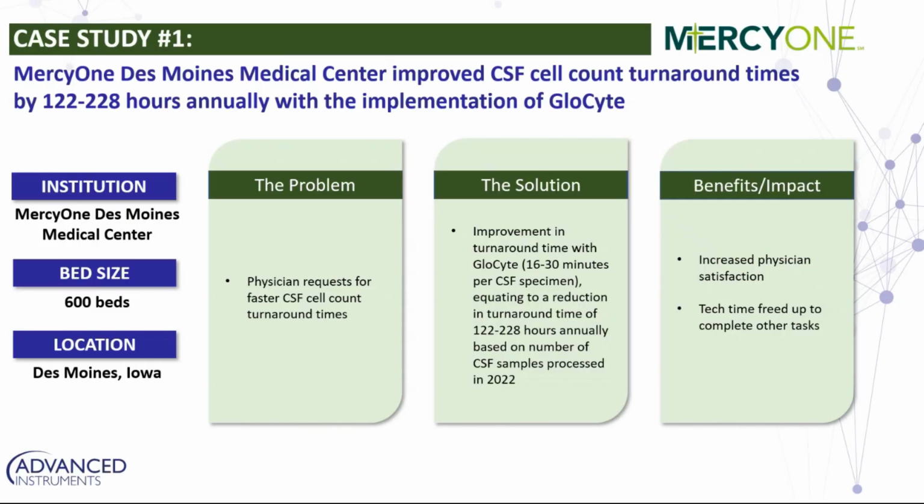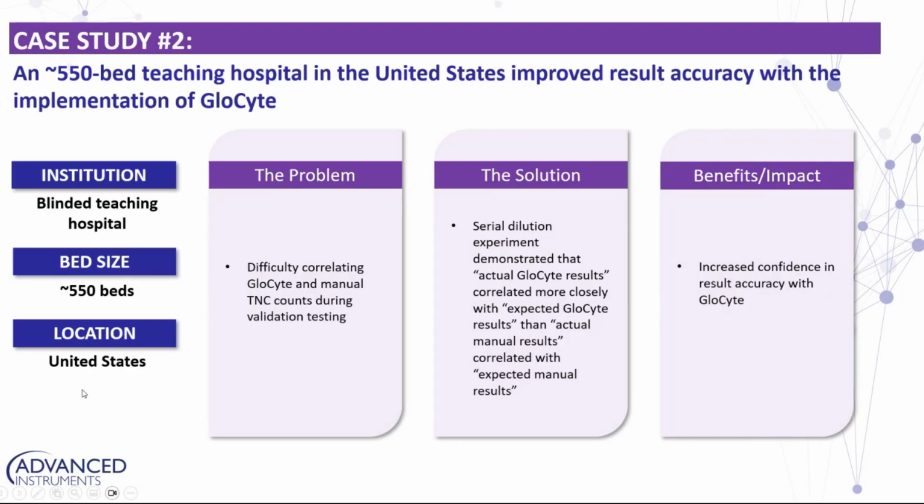That 122 hours to 228 hours, that's time that you could be doing other things, focusing on other labs, having a better quality of work ultimately. So that's super big when it comes to time savings. I told you earlier, we're talking 5 minutes versus 30 minutes. It's crazy when you think about the time savings that GloCyte could ultimately help your lab with. Next.